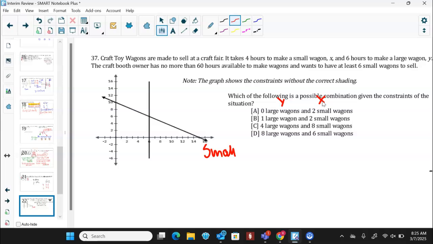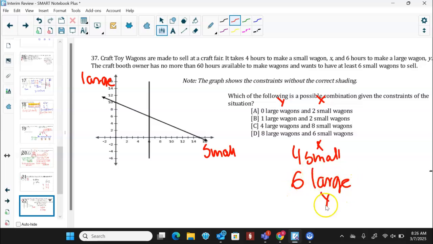And then 6 hours to make the large wagon. So this is a Y. So 4 hours for X, the small, and 6 for large, which is Y. Now, it says the owner has no more than 60 hours available to make the wagons, and wants to have at least 6 small wagons to sell. So 6 small wagons to sell.